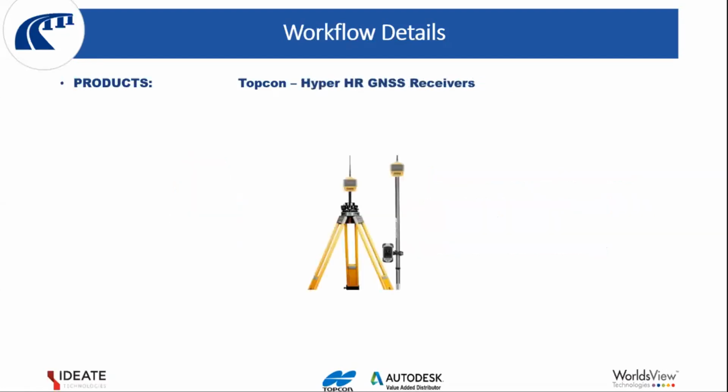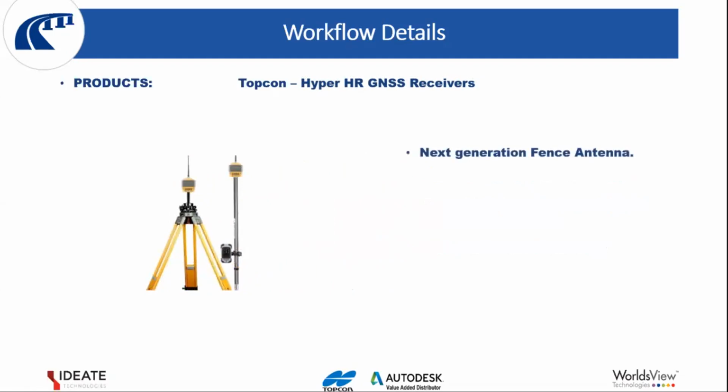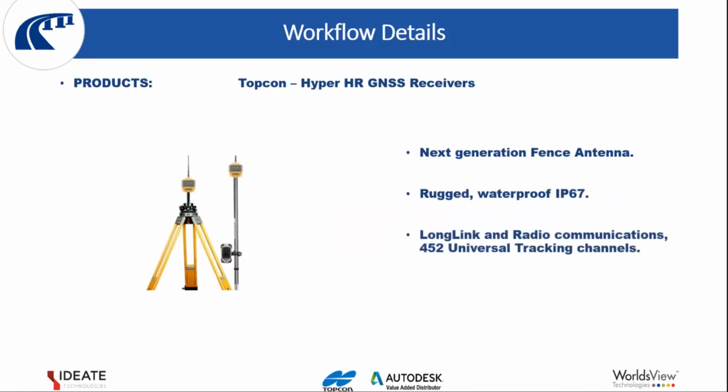The HyperHR is the most advanced GNSS technology available right now, combining a next generation fence antenna for superior reception, a waterproof IP67 environmental rating, long range UHF radio communication, all integrated with 452 universal tracking channels and the unique 9-axis tilt compensation.